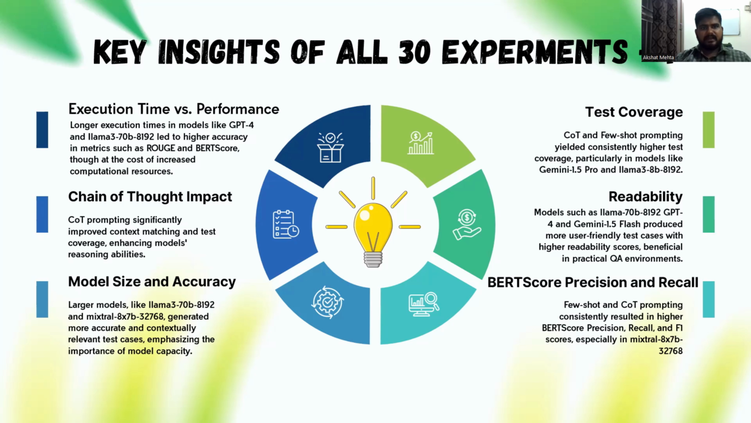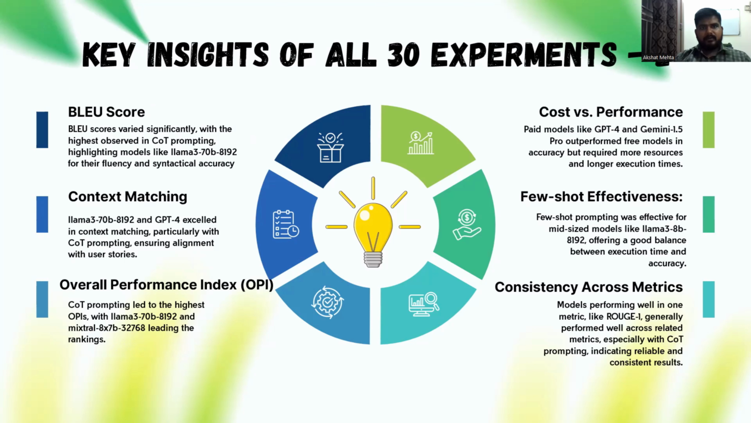Let's continue with the next slide. BLEU score. Higher BLEU scores were noted with CoT prompting, with Llama 70 billion excelling in fluency and semantic accuracy. Next, context matching. Models like Llama 3 70 billion 8192 and GPT-4, especially with CoT prompting, achieved excellent context matching, ensuring the test cases align well with the user story. Next, overall performance index. CoT prompting techniques led to the highest OPI scores, making models like Llama 3 70 billion a top performer due to their balanced accuracy and test coverage.